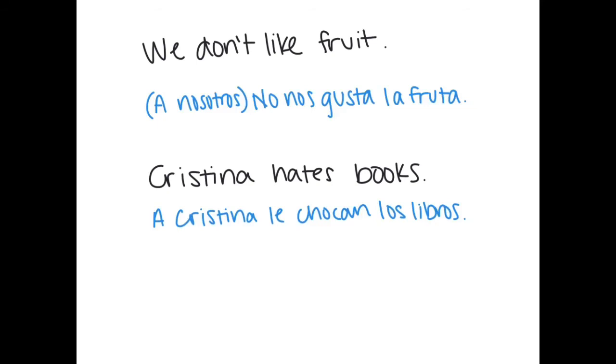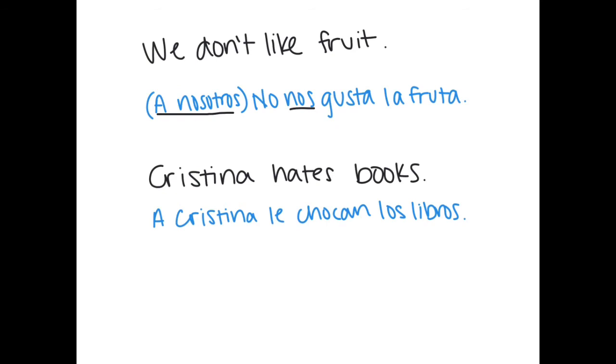Alright, so I wrote in the answers here, so we'll look at the "we don't like fruit" sentence first. I have this a nosotros here as part of our beginning statement before we go into the real meat of the sentence. I have it in parentheses because we're using nos anyway, and that suggests that we're talking about the subject of nosotros. So we don't really need to put in that a nosotros there. We can just have nos, but it's not incorrect if you do that.